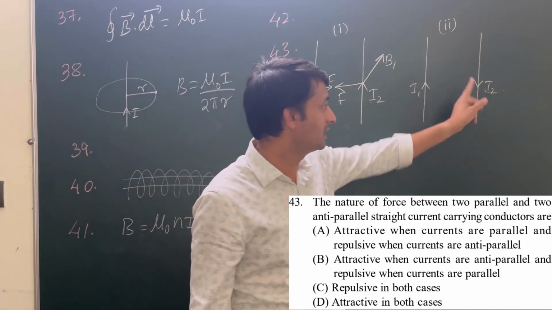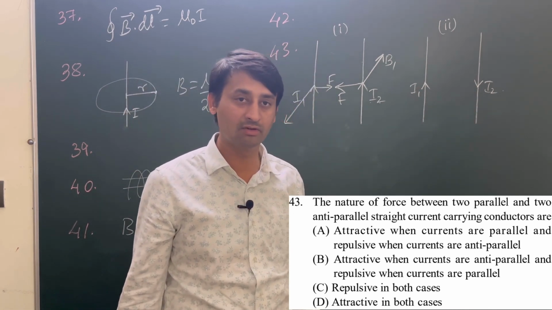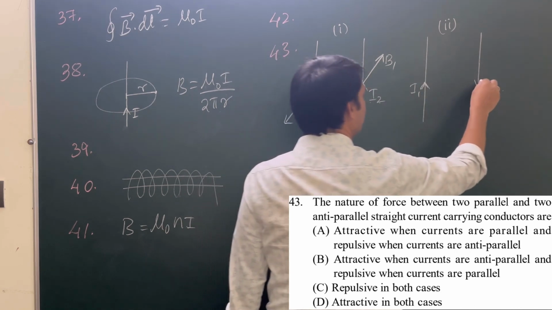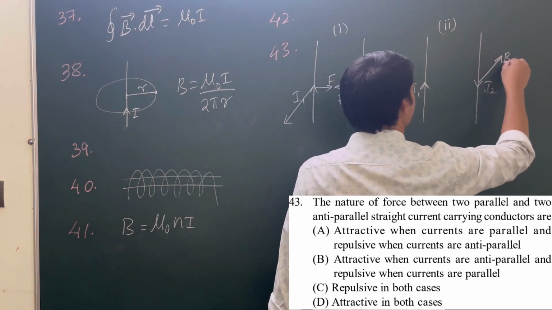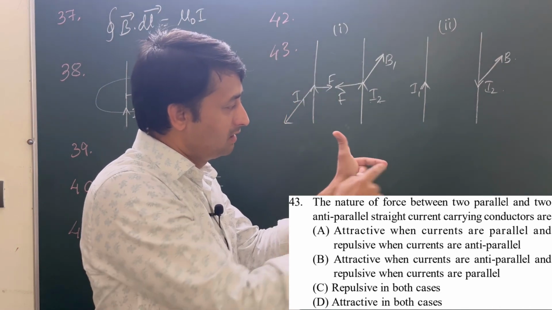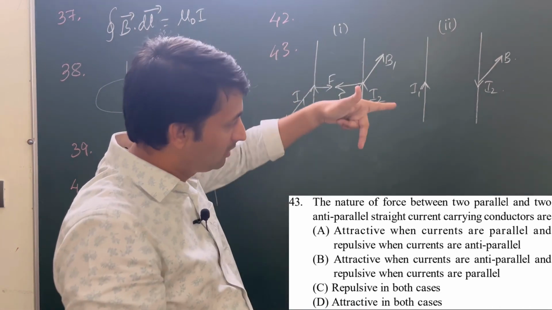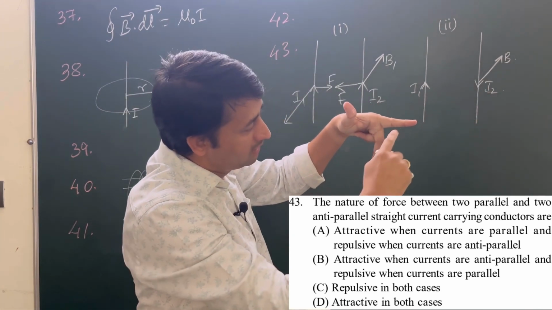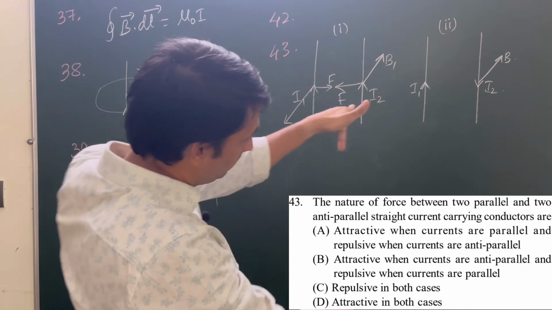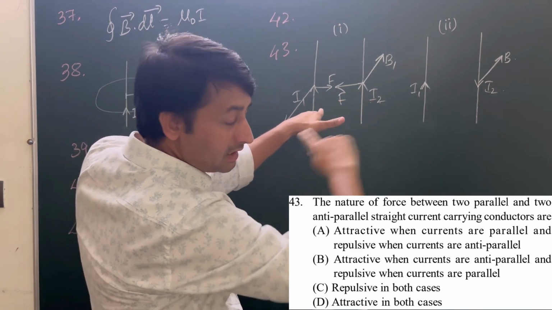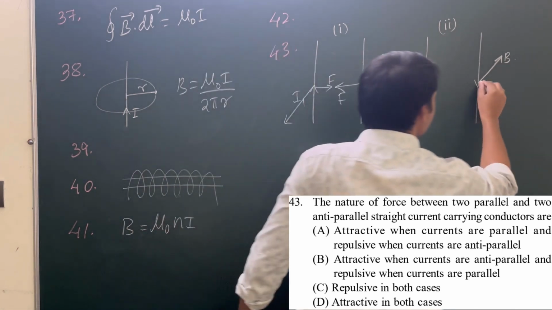Similarly, when the conductors are carrying the current in the opposite direction, with the current upwards, the magnetic field is in this direction. This is B1. The magnetic field is inwards and the current is downwards. With the magnetic field inward and the current downward, the force is in this direction.